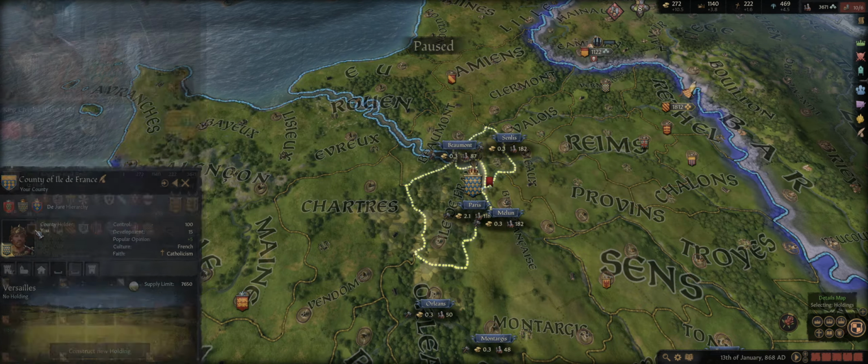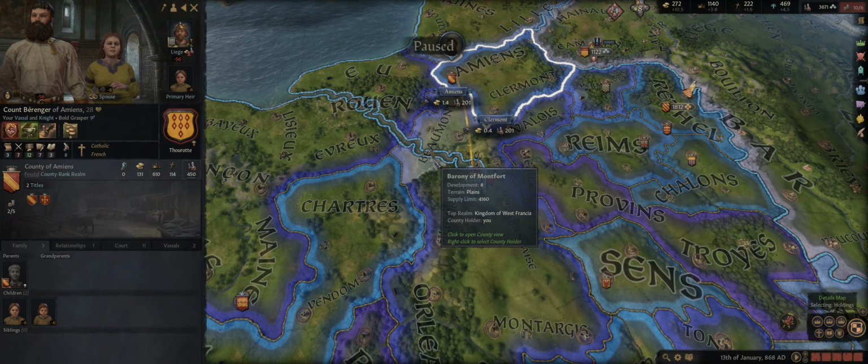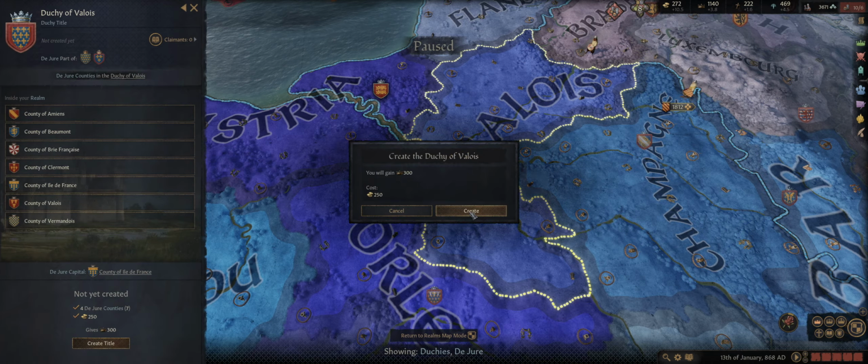So let's go ahead and do that. Not only will that make this the de jure liege of these particular characters here, it'll also give us a bunch of prestige, so why not?